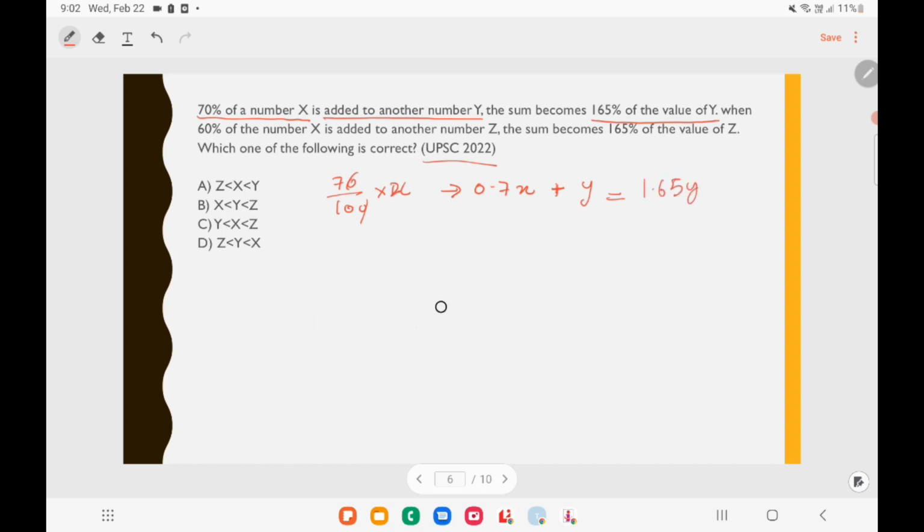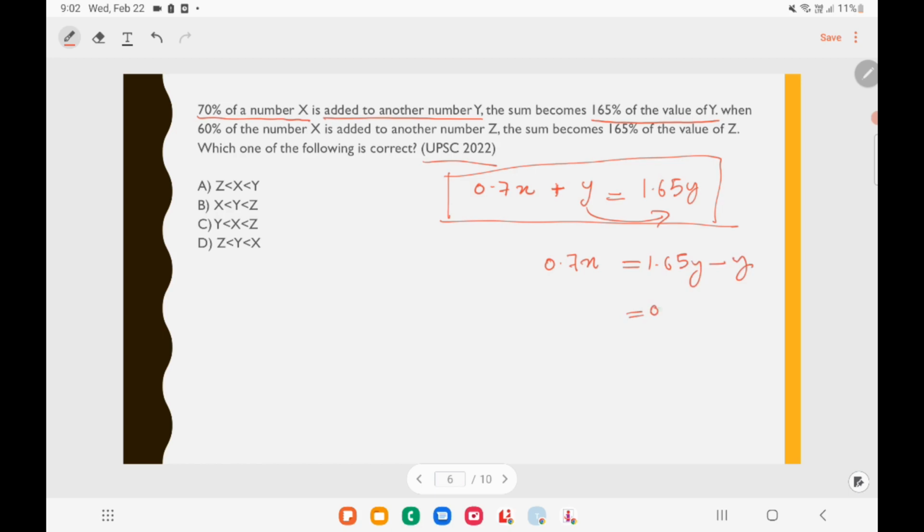So this is the first part of the question. It says this equation, that is 0.7x plus y is equal to 1.65y. So we can solve this one. You will get 0.7x is equal to 1.65y minus y. So you will get 0.65y. 0.7x is equal to 0.65y, or x is equal to 0.65 divided by 0.7 into y. So this we can write as 65 by 70 into y.